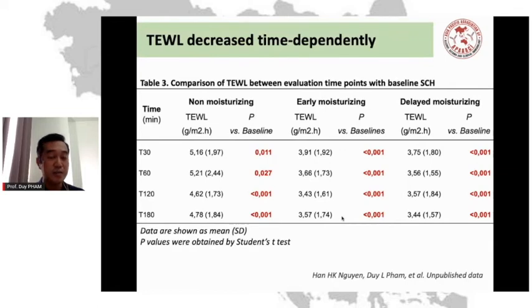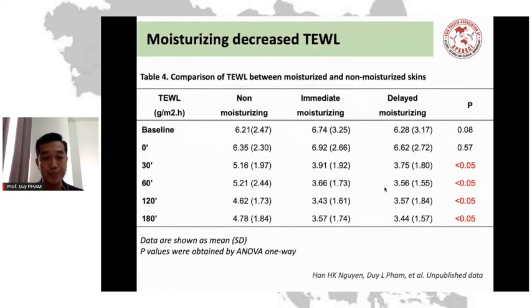Regarding the trans-epidermal water loss, we found that the non-moisturized skin spontaneously decreased the TEWL level time-dependently, and the same finding was found with the moisturized skin. That means the moisturized skin also had a time-dependent decrease in TEWL. And we also found that the skin with moisturizing has a significantly lower TEWL level compared with the non-moisturized skin.